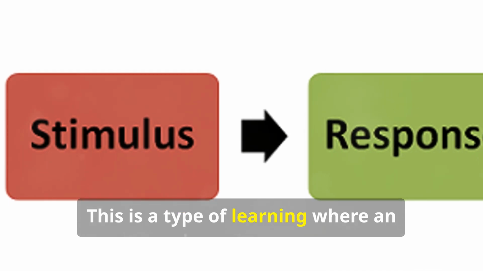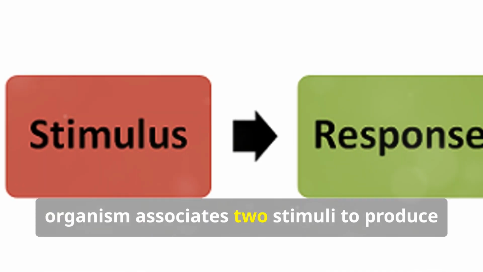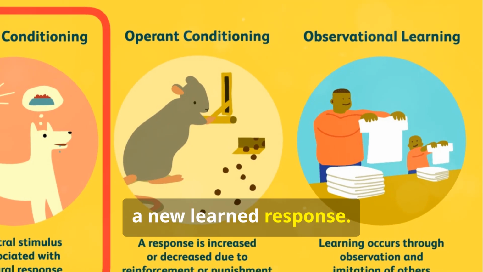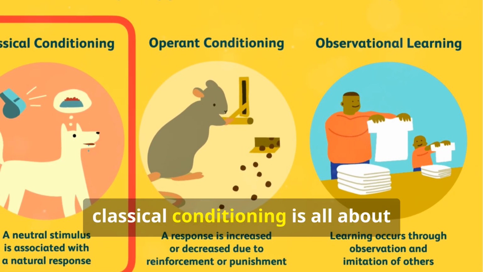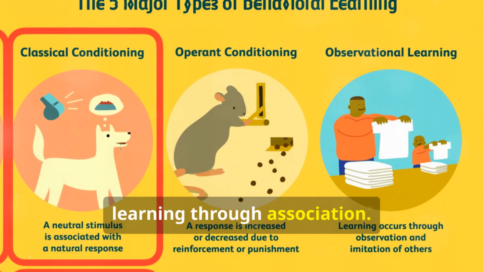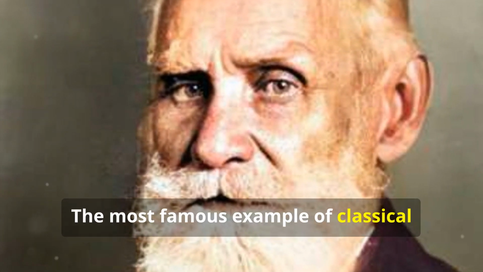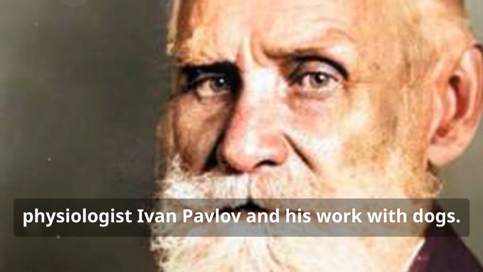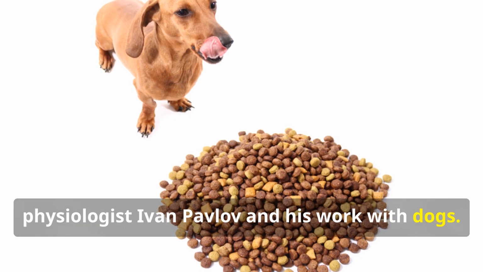This is a type of learning where an organism associates two stimuli to produce a new learned response. Essentially, classical conditioning is all about learning through association. The most famous example of classical conditioning comes from the Russian physiologist Ivan Pavlov and his work with dogs.